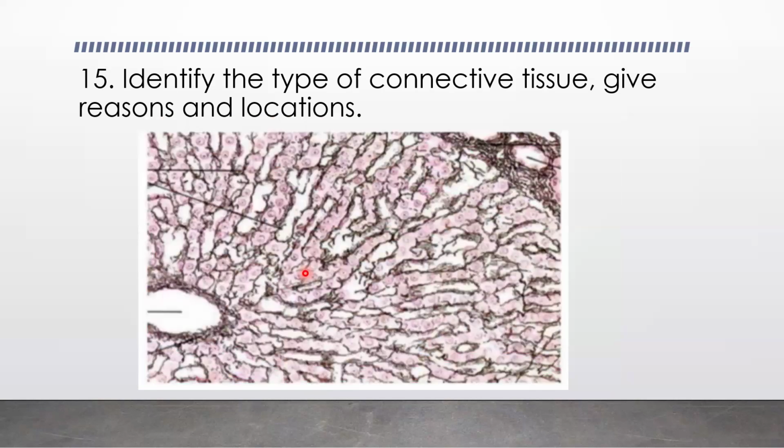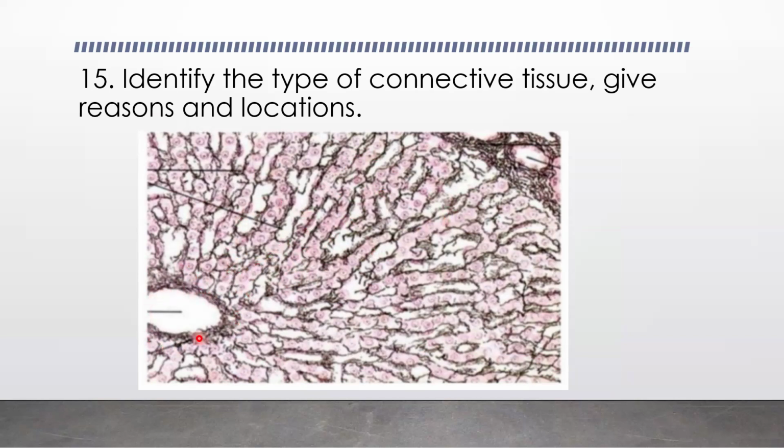Identify the type of connective tissue. Ideally, these fibers are reticular fibers, which are found in the reticuloendothelial system. So talk about the liver, the spleen, the lymph nodes, the lymphatic vessels. All of them will have the reticular fibers.